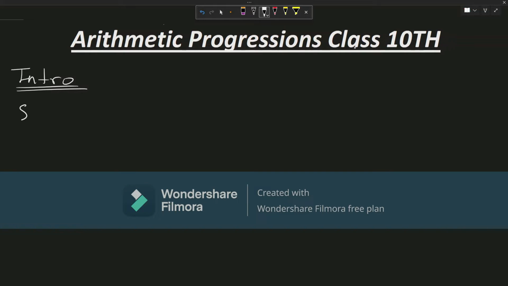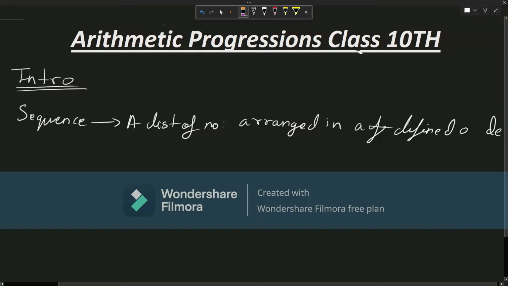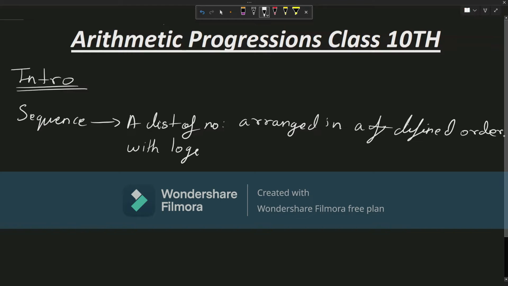Now, what is a sequence? A sequence is nothing but a list of numbers arranged in a defined order with some logical rule. So this is what a sequence is.